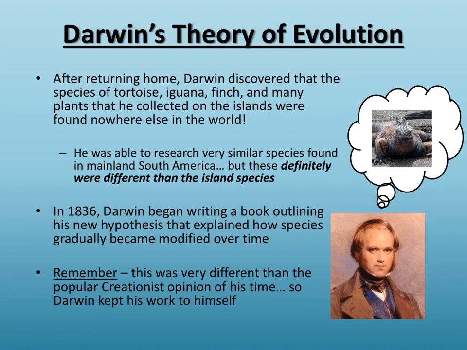And what he also found by writing some letters, talking to people, talking to other scientists, is that the animals he found there in the Galapagos, like this marine iguana pictured for you, were definitely different. And while they might have been similar to something found on the mainland in South America, they were very different. And so in 1836, Darwin started to write a book outlining his own new hypothesis that would maybe explain where species come from and how species are modified over time.